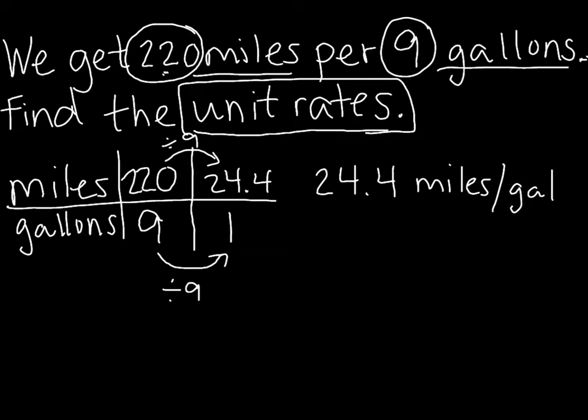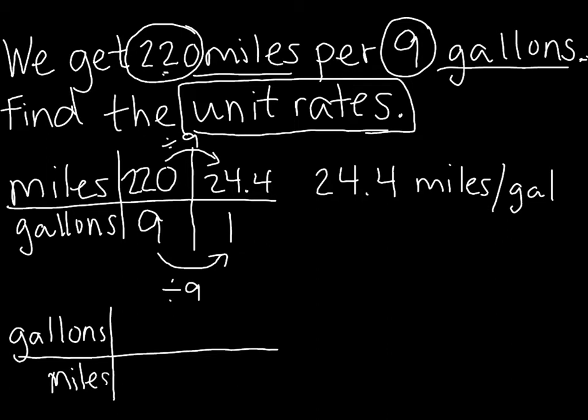All right, let's find our second unit rate. I'm going to set up my table the other way now and figure out how many gallons it would take to go 1 mile. So I put miles on the bottom. That's what I want to find the unit rate per one of. So here I have 9 goes on top this time with the gallons, and 220 goes with miles. I want to figure out the unit rate per 1 mile.